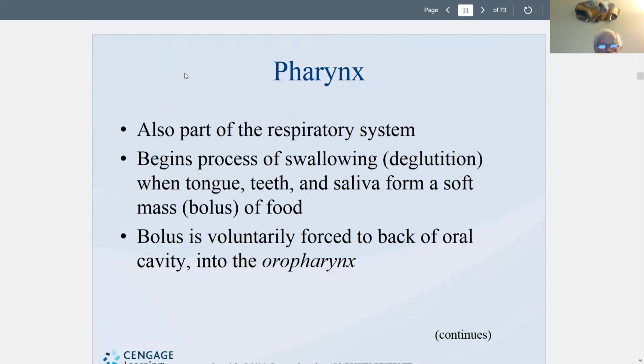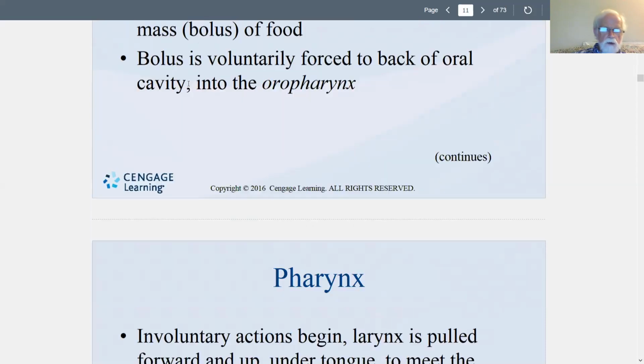The pharynx also is part of the respiratory system. It's a shared function, as we know. We talked about that in the respiratory system discussion last week. This is where swallowing begins. We don't swallow what's at the front of our mouth. We have to move it toward the back of our throat and toward the pharynx in order to form this mass or bolus of food that we swallow.